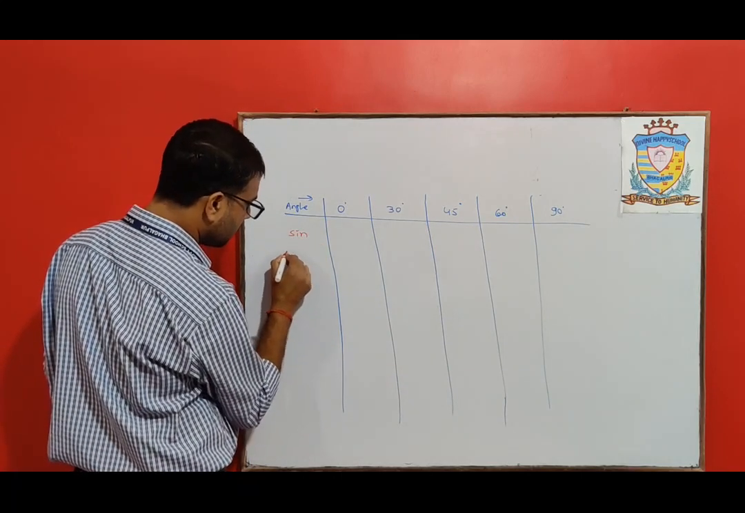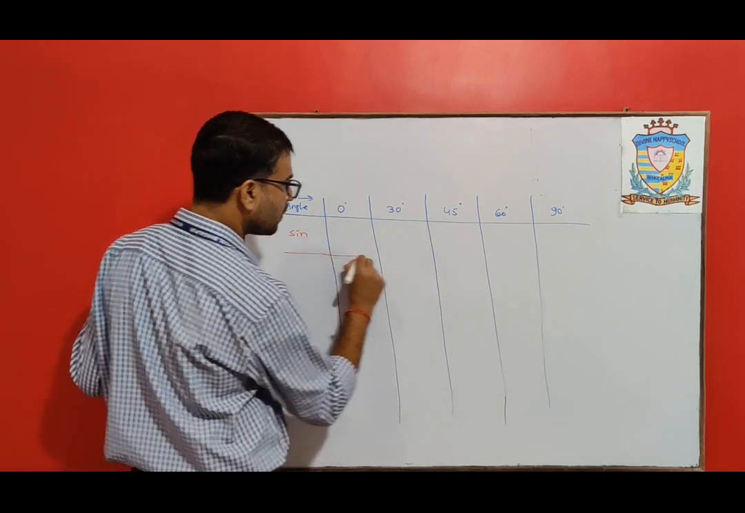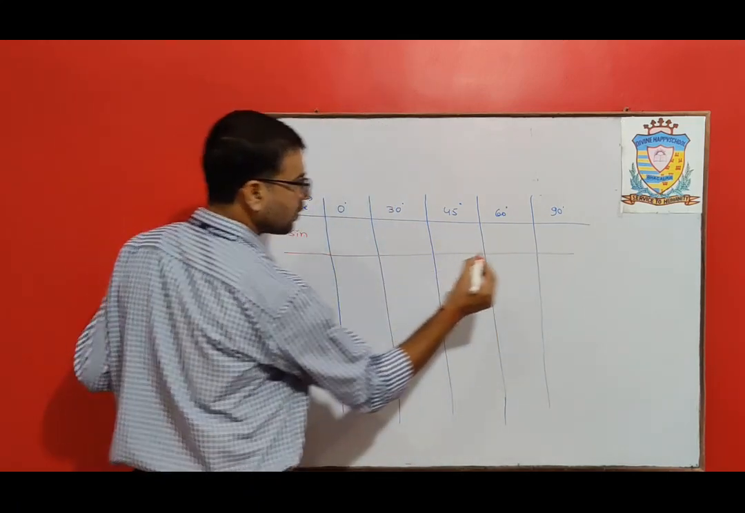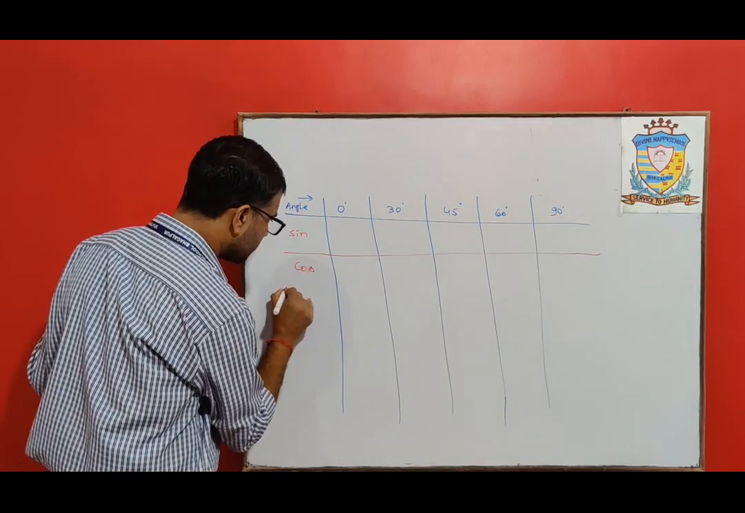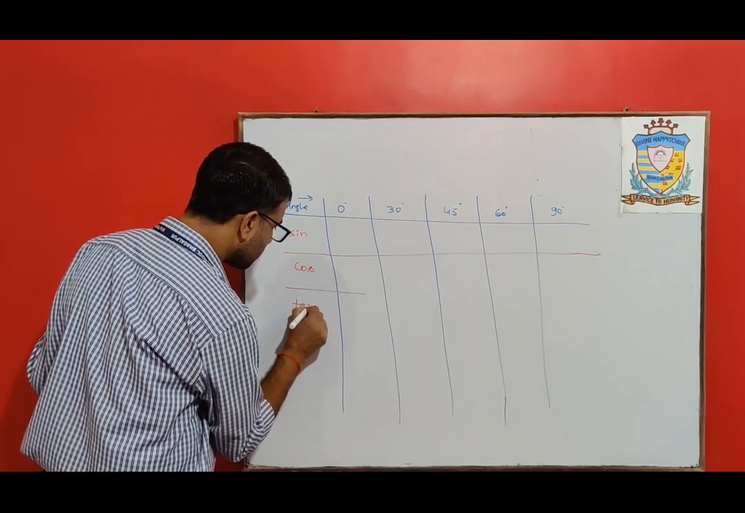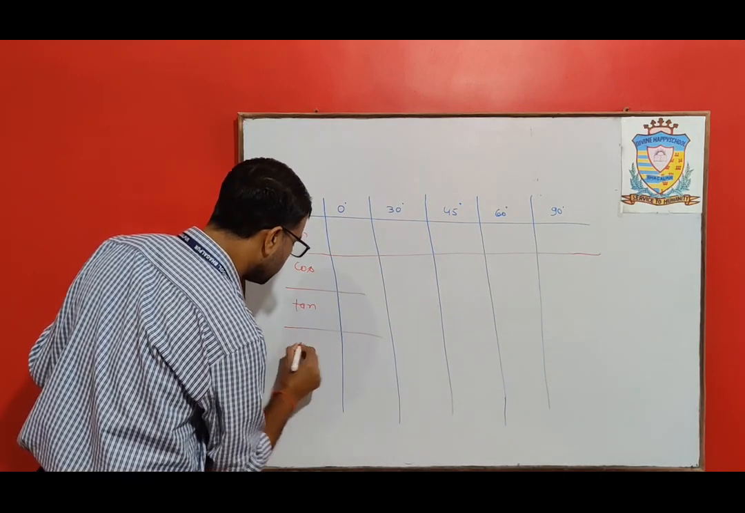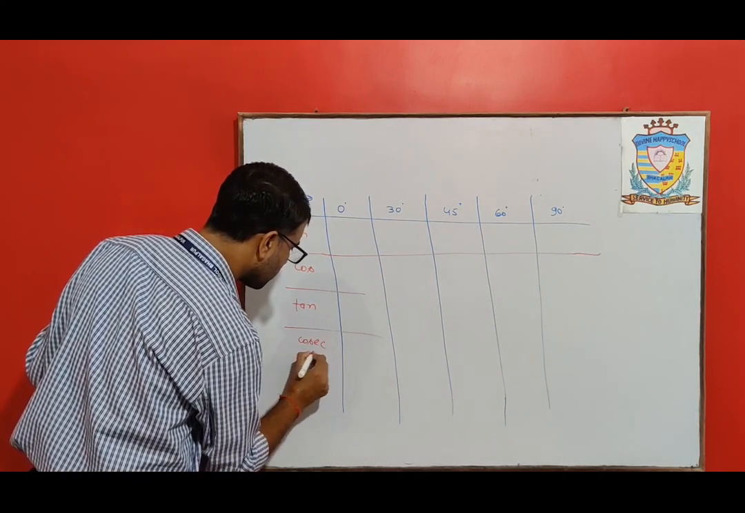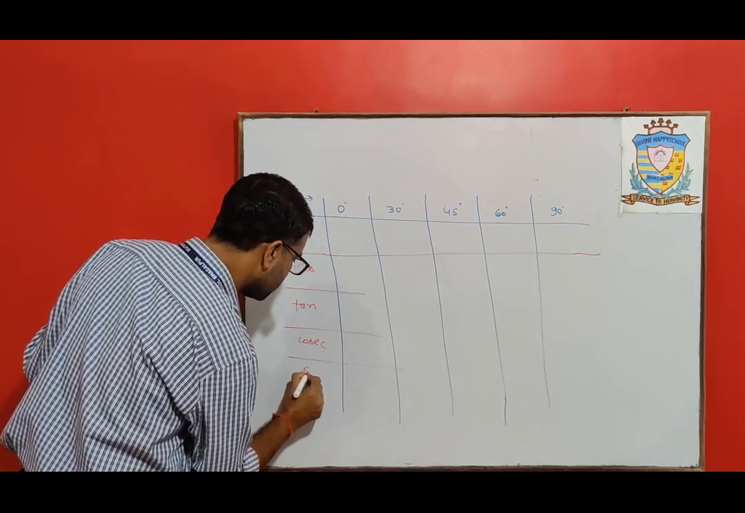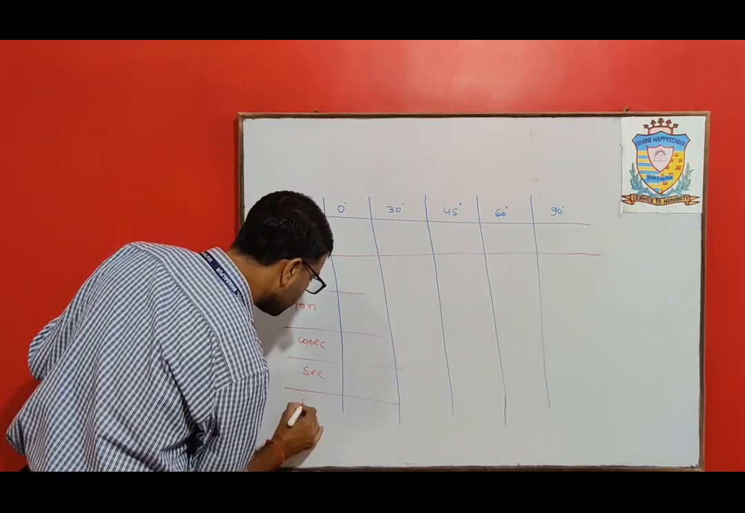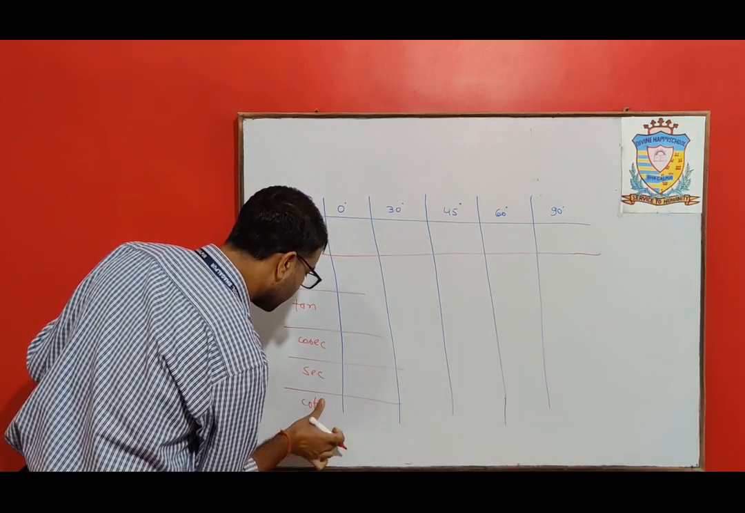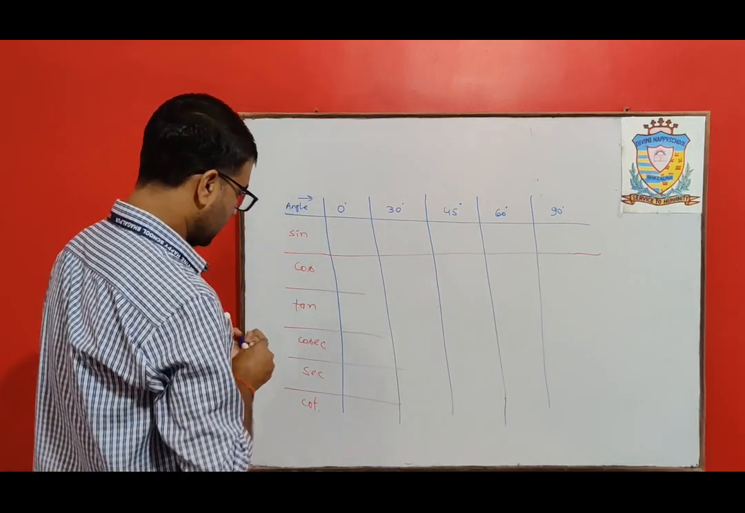And ratios, that is sine, cos, tan, cosec, sec, cot. Clear?